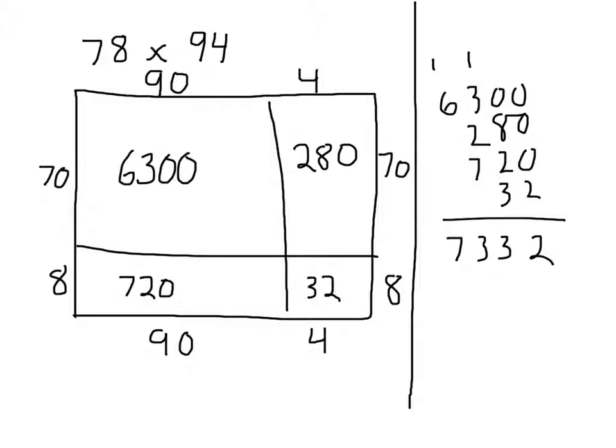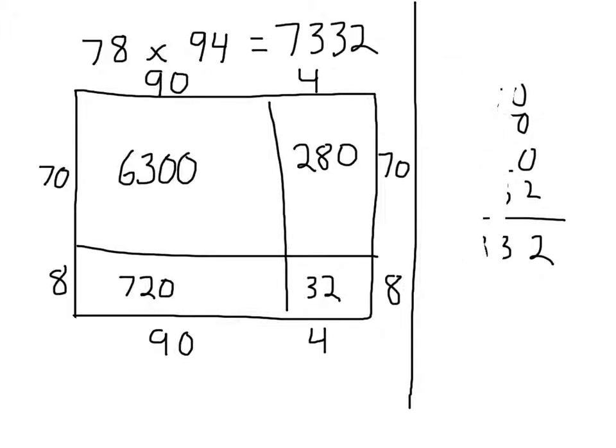7,332 should be our answer here. So, now we will try the break apart strategy. Let me erase all this addition over here. The break apart strategy will be breaking apart one number. Again, there will be a little bit less writing, but a little bit more, if not as concrete. You don't get to see a picture of why this is happening. So we'll break apart the big number this time.